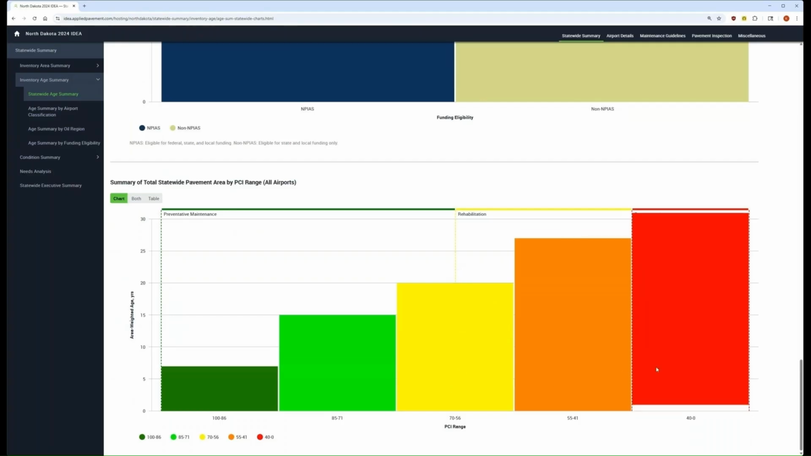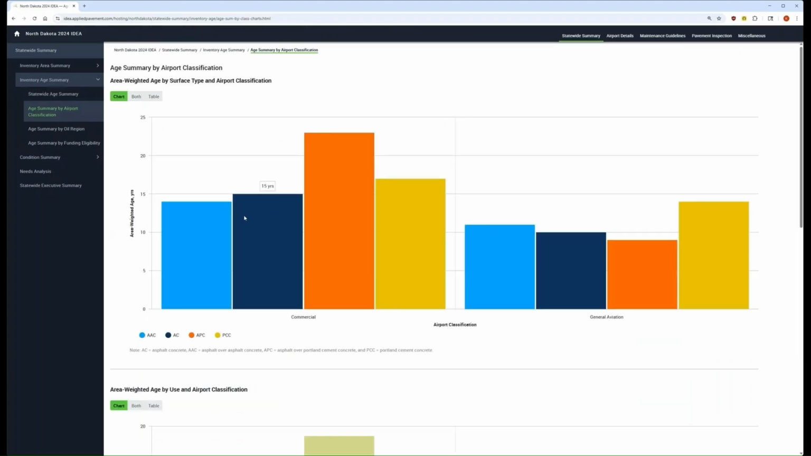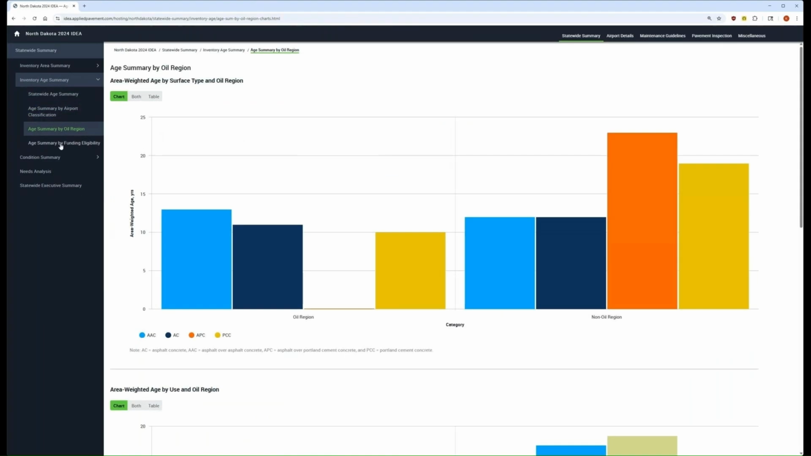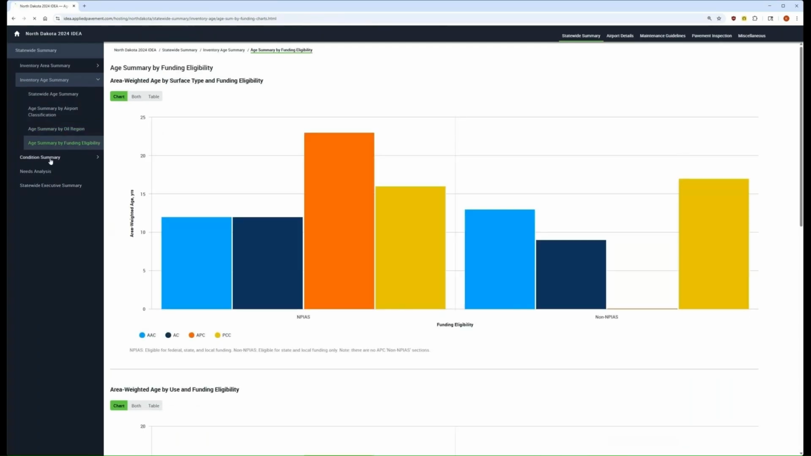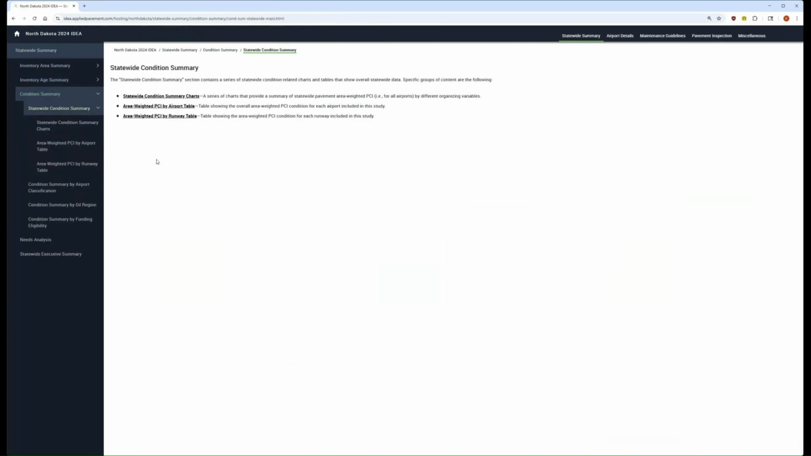Similar condition breakdown. You notice that when you look at the pavements that are the oldest, an area weighted age of 30 years or so, their conditions are actually the worst in the system, which makes sense. The older the pavement, the poorer the condition of the pavements. Similar information is broken out with splits for commercial and general aviation, as well as oil region and funding eligibility. Condition summary information, same thing.